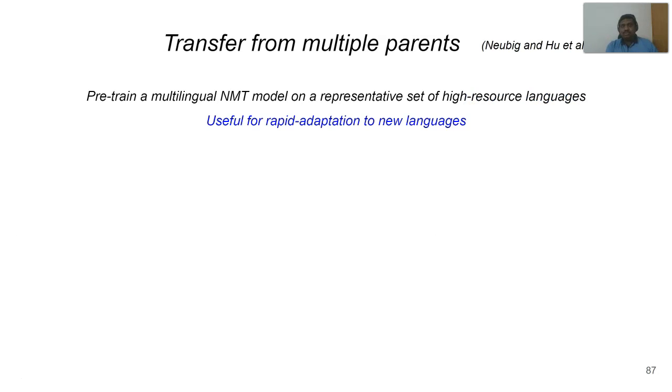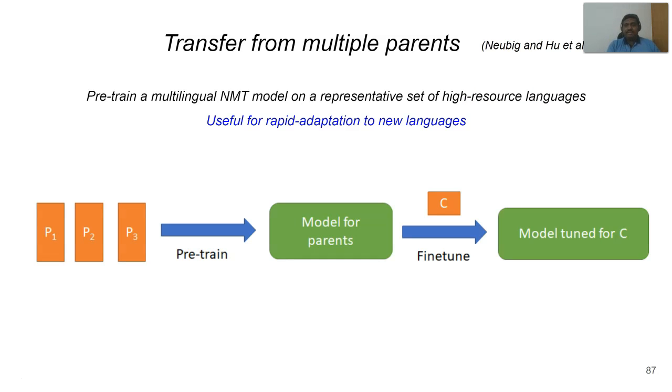In these scenarios we saw so far, we were looking at transfer from a single parent, but we can also think of scenarios where you have multiple high resource parents available. In this case, just like you did a joint multilingual training, you can first do a pre-training to train a model on all the high resource language pairs jointly to get a single multilingual model, and then fine-tune on the language of interest.